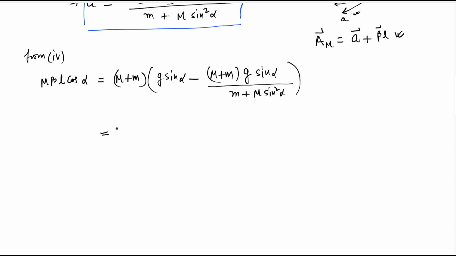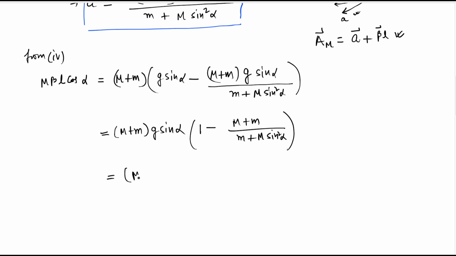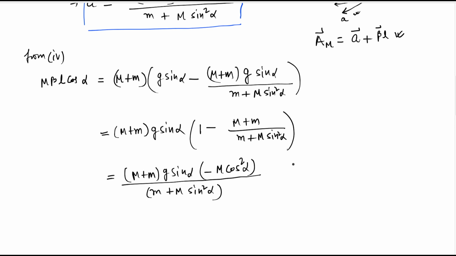Okay, so if you solve this further, we get (m plus m) g sine alpha, which we can take as common, and then 1 minus (m plus m) by (m plus m sine square alpha). That is equal to (m plus m) g sine alpha, and m will cancel out, and then we'll have m sine square alpha minus m, which will be minus m cos square alpha, divided by m plus m sine square alpha. Therefore, we get beta L, because this m will cancel out, so we'll eventually get minus (m plus m) g sine alpha cos alpha divided by m plus m sine square alpha.